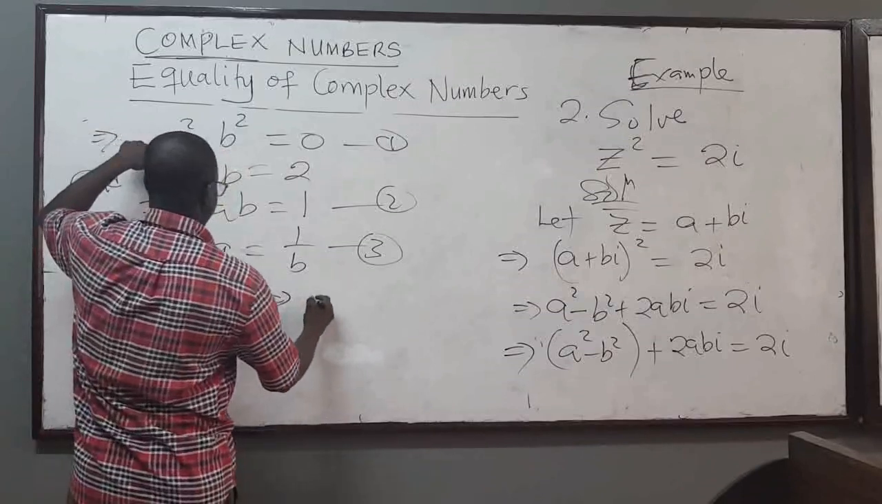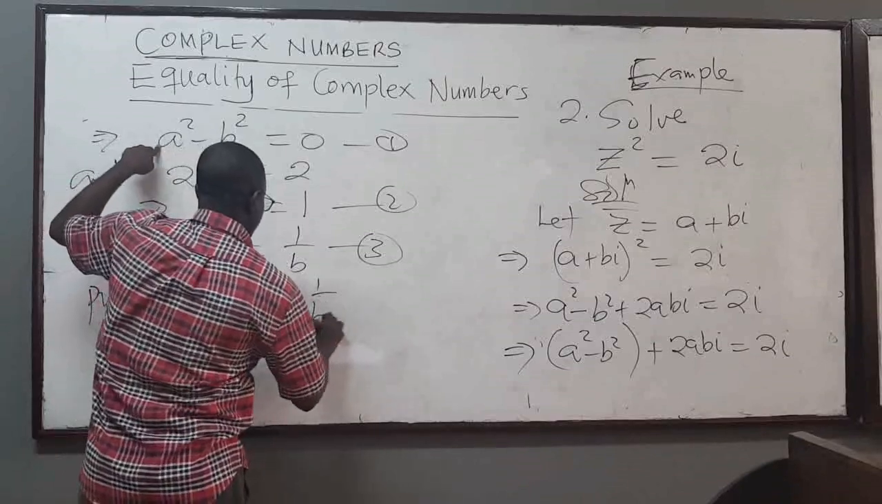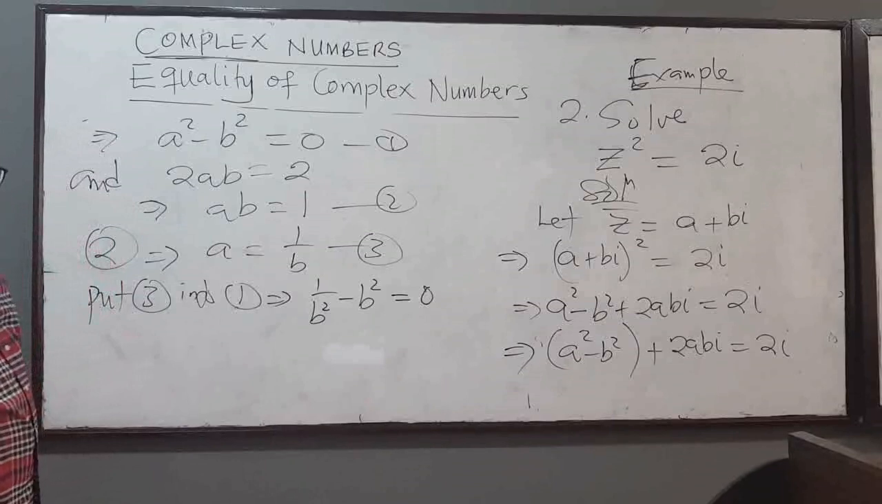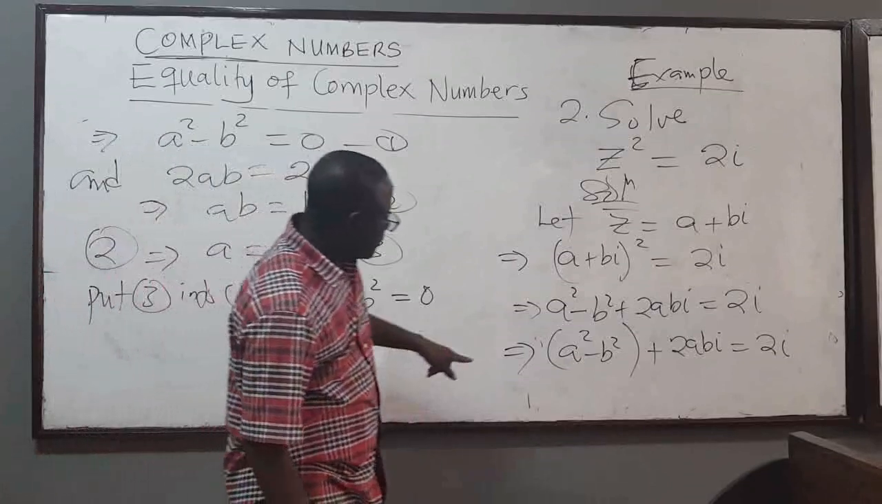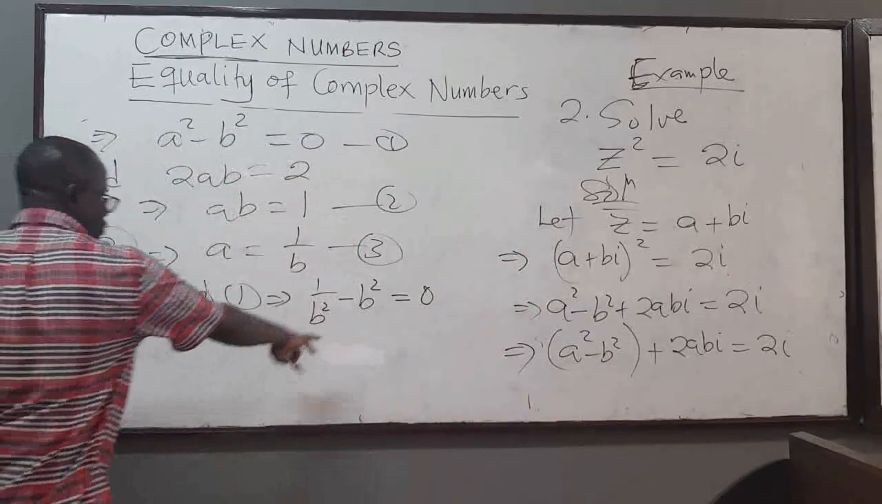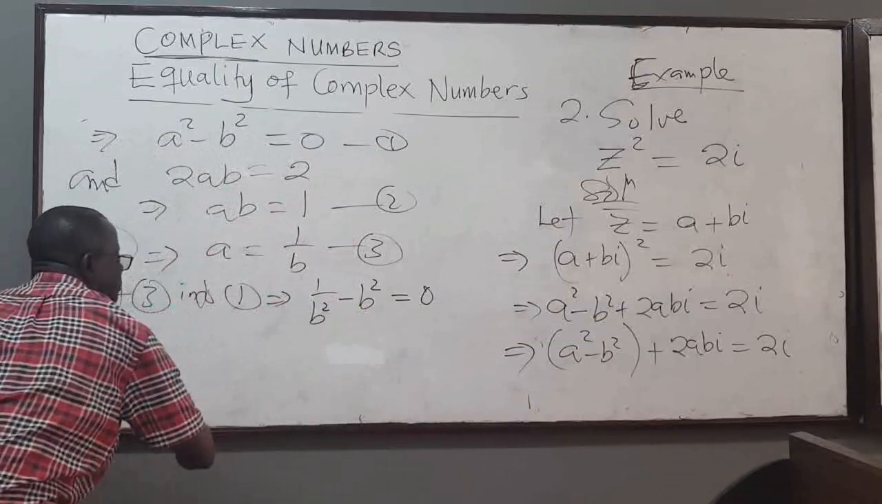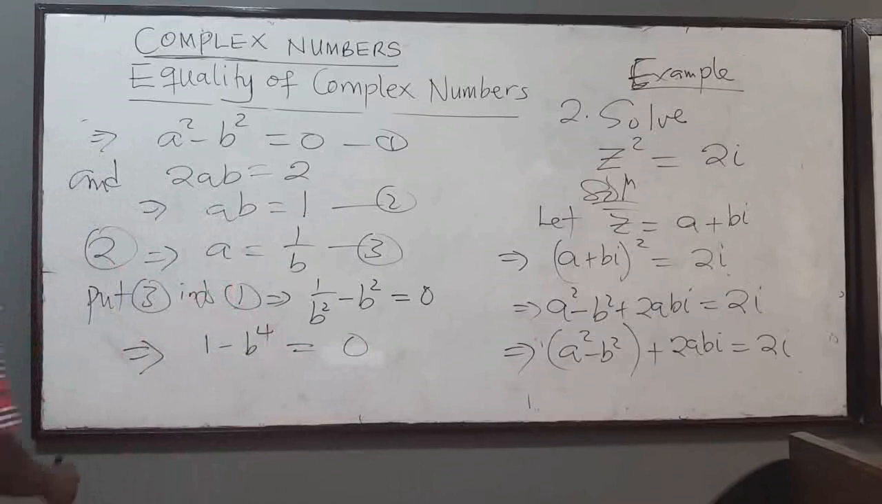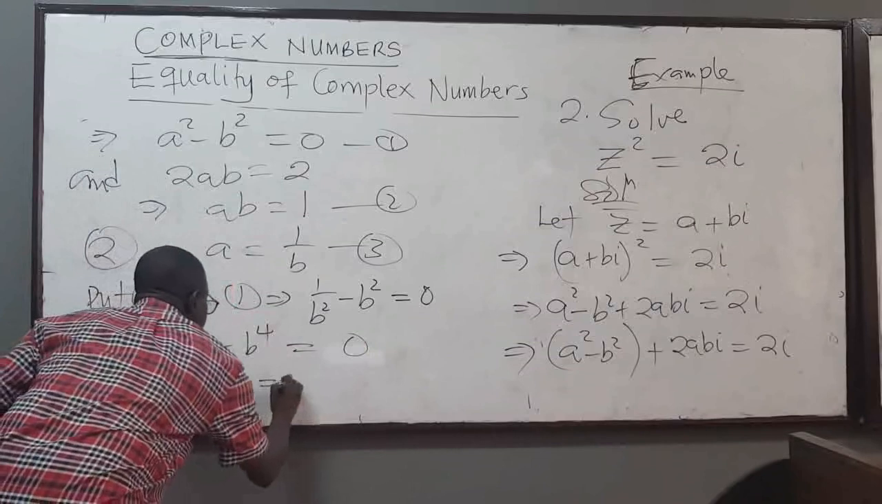If I do that, I said a is 1 over b, so I'm going to have 1 over b squared minus b squared is equal to 0. I'm checking something here. This is correct. This is imaginary, that is imaginary. Okay, that is good. So from here, if I multiply by b squared, I have 1 minus b to the power 4, and it's equal to 0, which implies that b to the power 4 is equal to 1.